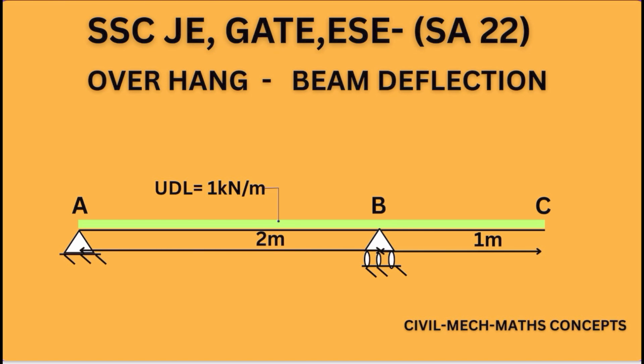Till the 21st lecture, we have seen many concepts in structural analysis. In this lecture, we will be looking into beam deflection in overhang beams. In the last lecture, we drew the shear force diagram and bending moment diagram for the overhang beam. In this lecture, we will complete the numerical we took in the last lecture, which is about calculating the beam deflections.